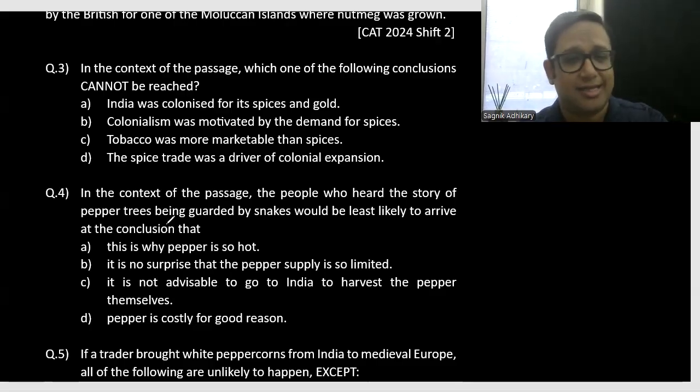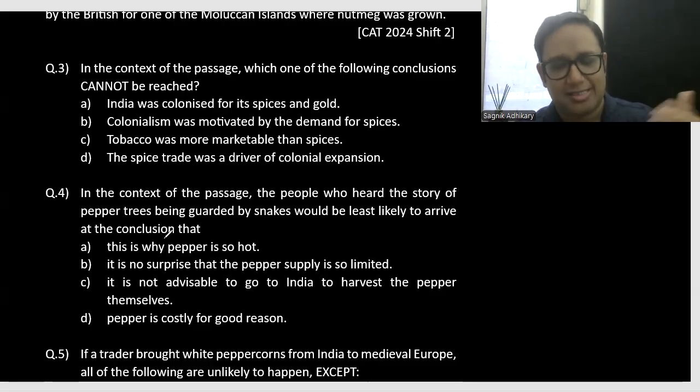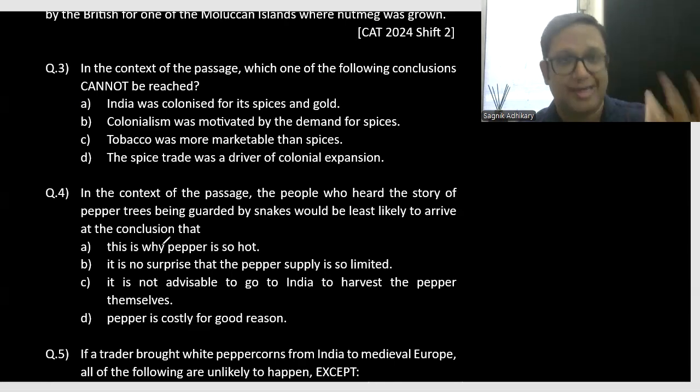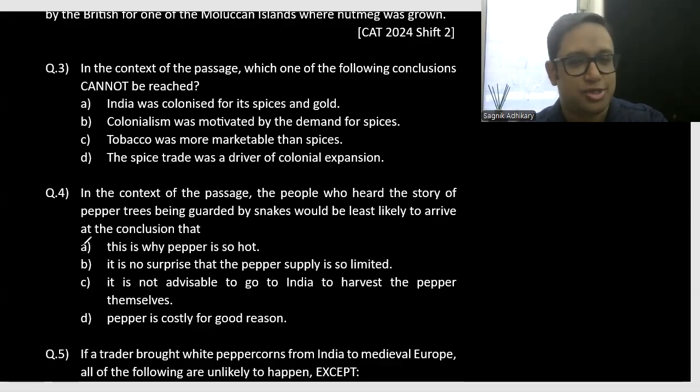So already this is something that Europeans, let's say, who read the story of pepper trees from India guarded by snakes, are not likely to deduce. Black peppercorns, yes, because the trees were burnt. It is expensive. It is not so widely available. There's very little supply because it is so difficult to gain it, so dangerous to get it. But why are peppers hot? No connection given, or no relation to India or how it is harvested given. So this is a valid choice. A is a valid choice.